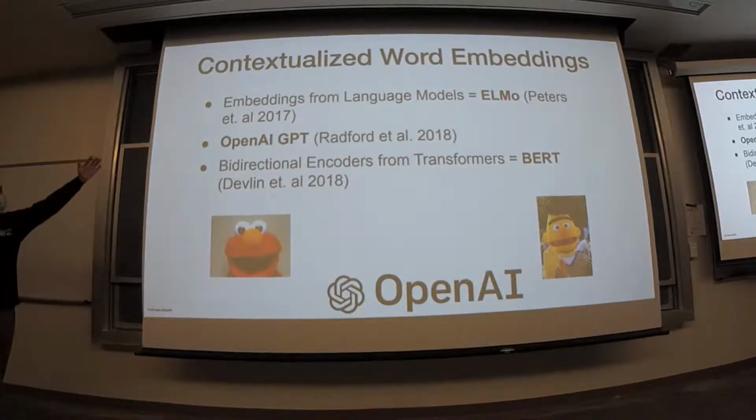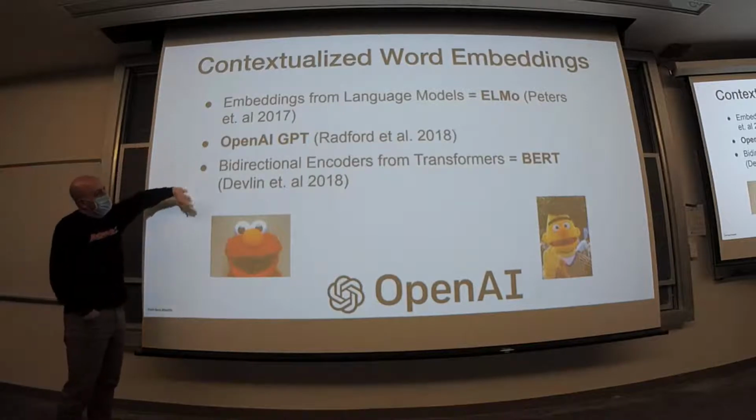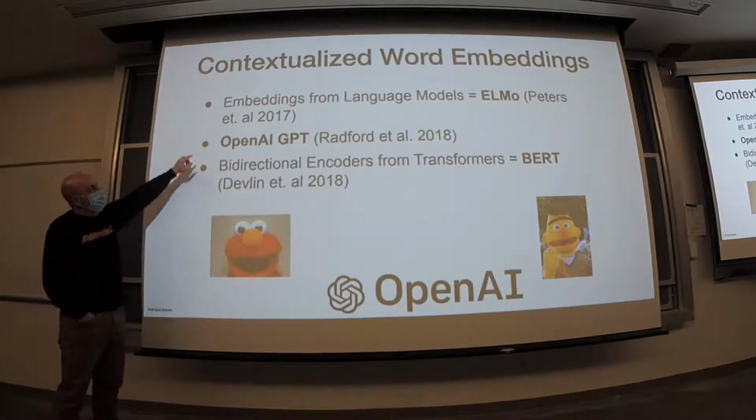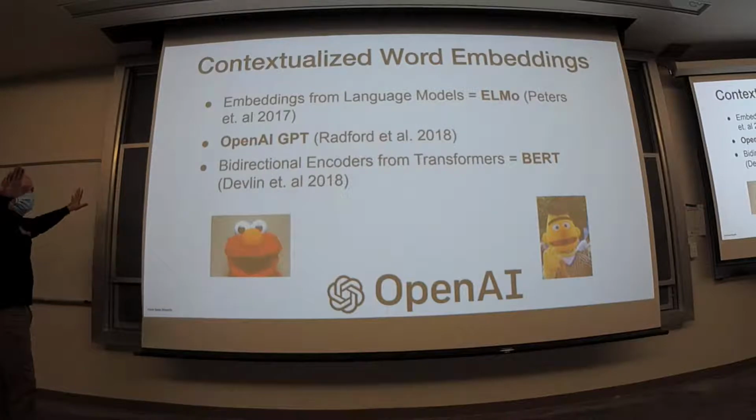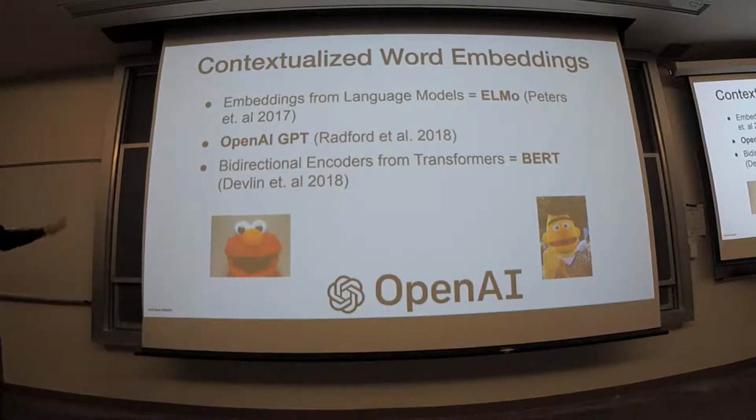But there were a couple of first iterations of doing these kinds of contextualized word embeddings for natural language understanding generally. These are things like Elmo, GPT, and BERT.